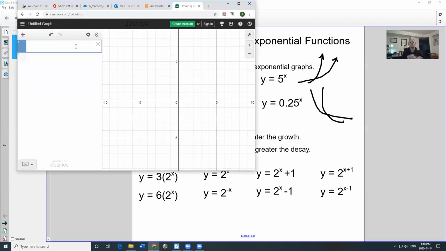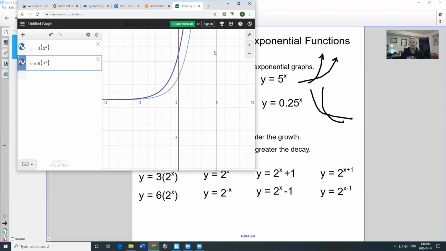All right, so let's look at y equals 3 to the x times 2 and y equals 2 to the x times 2. What I want you to notice when you graph them is that for 3 to the x, if you count up, 1, 2, 3, it crosses at 3. The other one crosses at 6. So the value in front is your y-intercept.